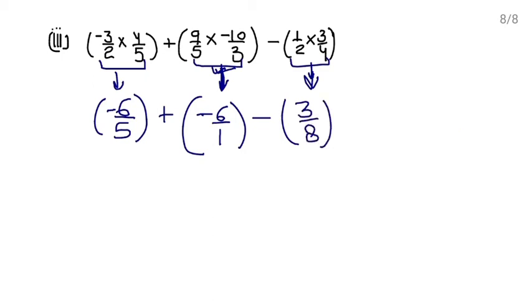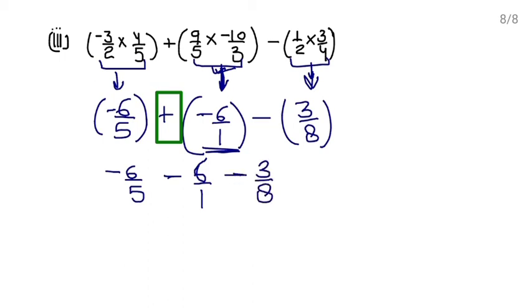Now simply open the bracket, minus 6 upon 5. Outside the bracket we have plus sign here. So the sign of the number will not change. It means this will remain minus 6 upon 1. And you can also say that plus minus minus. Third bracket 3 upon 8. Now denominators are different. So take the LCM of these denominators. When you will take the LCM of these denominators, you will get 40.